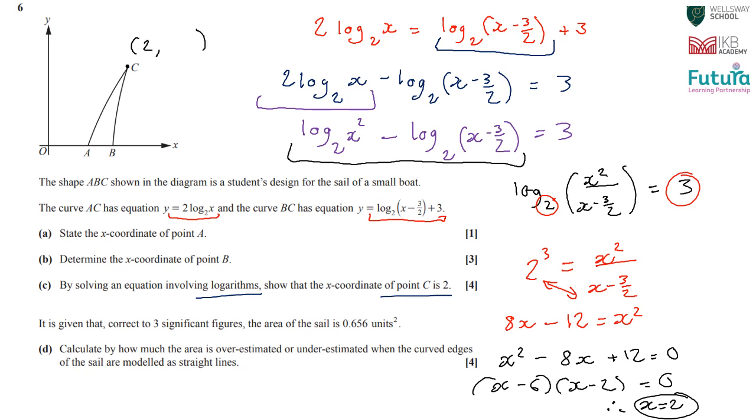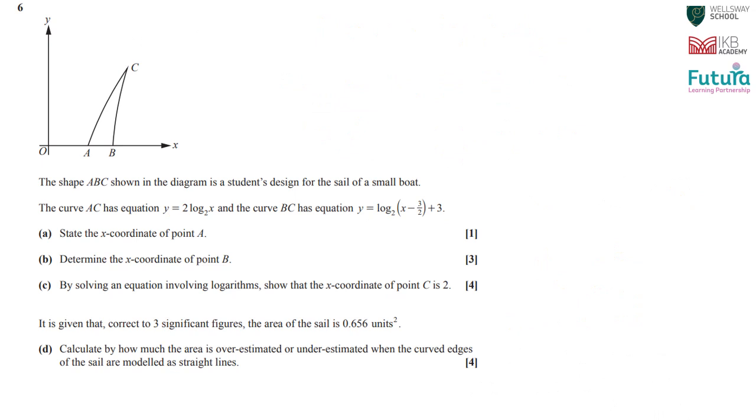Finally, for part D, it is given, correct to three significant figures, the area of the sail is 0.656 units squared. Fine. Calculate how much the area is overestimated or underestimated when the curved edges of the sail are modelled as straight lines. So with that in mind, if these are straight lines, then ABC is a triangle. And so we are going to work out the area of ABC. Now, to find the area of a triangle, you didn't need to make this really complicated. You just need to do the base times the height divided by 2.